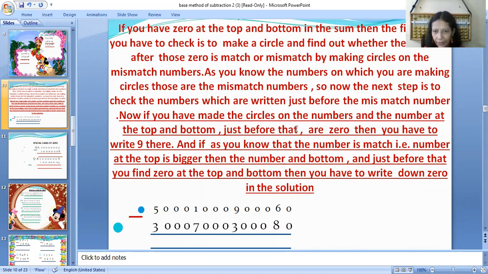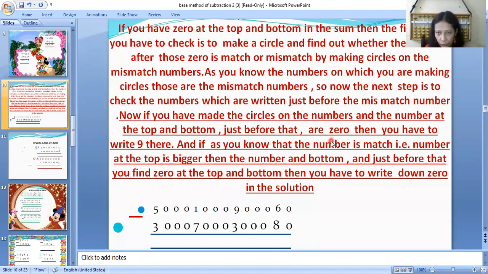Now, if you have made the circles on the numbers at the top and bottom, in that case, what will you do? Before the zero, you have to write 9 there. You have to write 9 here. See, I am showing you the annotation also. This is the most important line which you have to learn.